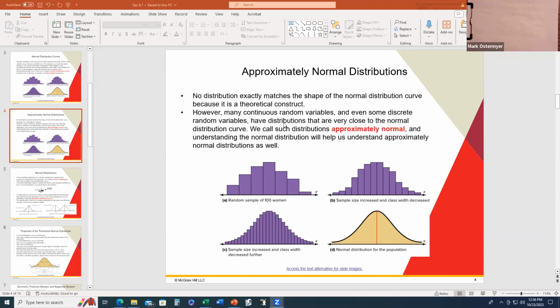So many continuous random variables and even some discrete variables have distributions that are close to a normal distribution. We would classify these as being approximately normal. Very rarely do you have a perfectly normal data set. But again, as your sample size increases, and we'll see that this will also be true with what are called sampling distributions of sample means, for instance, the distribution tends to become more and more normal, right, bell-shaped.